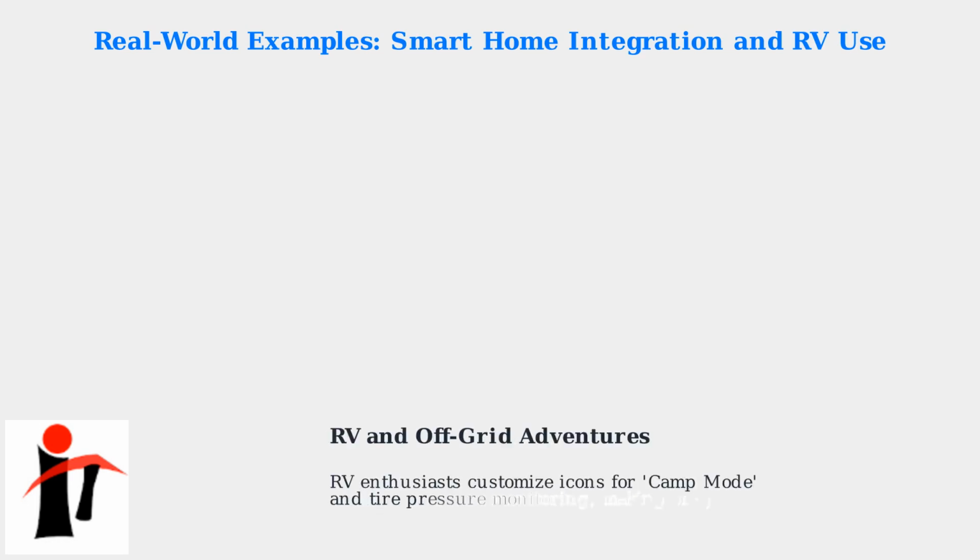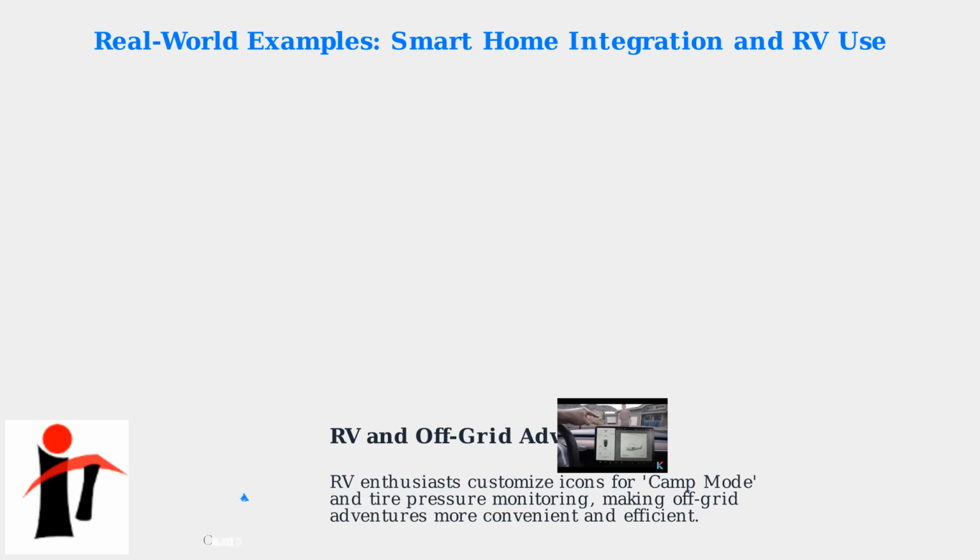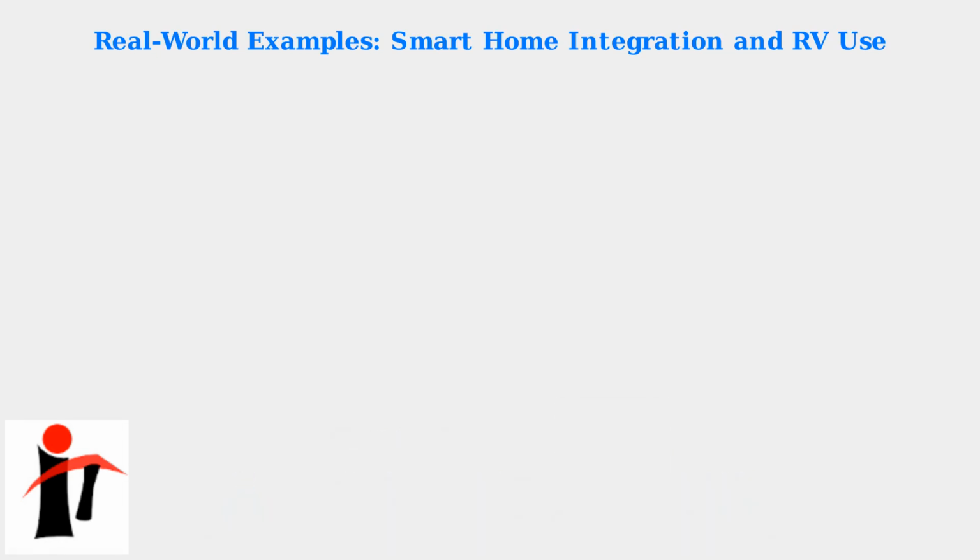RV enthusiasts are also benefiting from custom icons. For example, icons for camp mode activation and tire pressure monitoring make off-grid adventures more convenient. Users can quickly access these features without navigating through multiple menus, streamlining their travel experience.